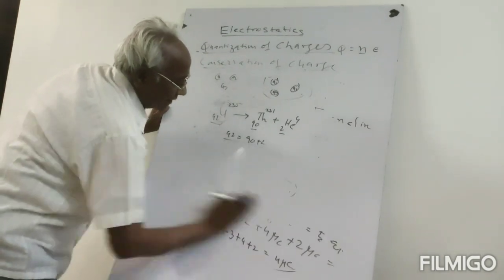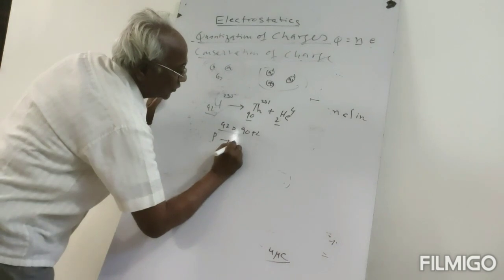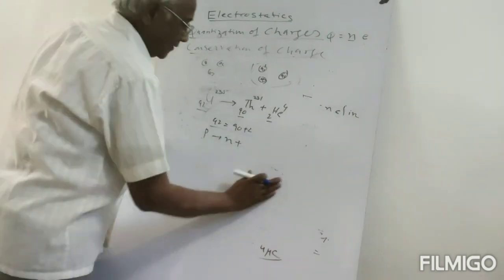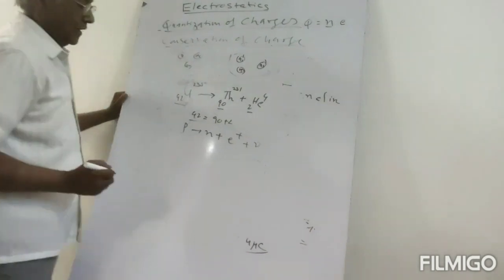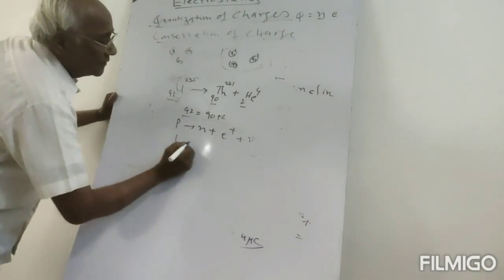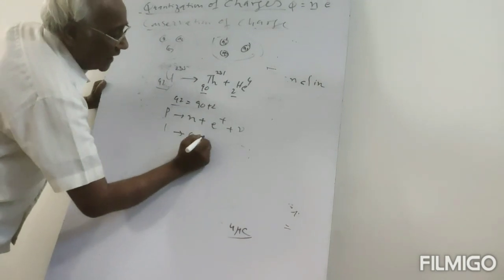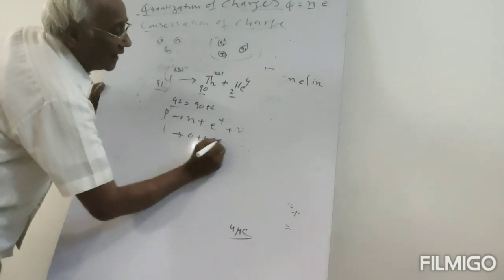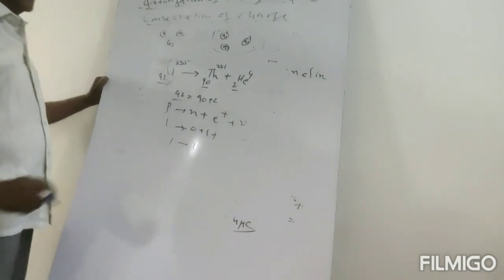Similarly, we can take the example of a proton changing to a neutron plus a positron plus a neutrino. The charge on the proton is 1, the charge on the neutron is 0, the charge on the positron is 1 and the neutrino is 0. So 1 is equal to 1. So here also charge is conserved. So in every nuclear reaction, charge is always conserved.